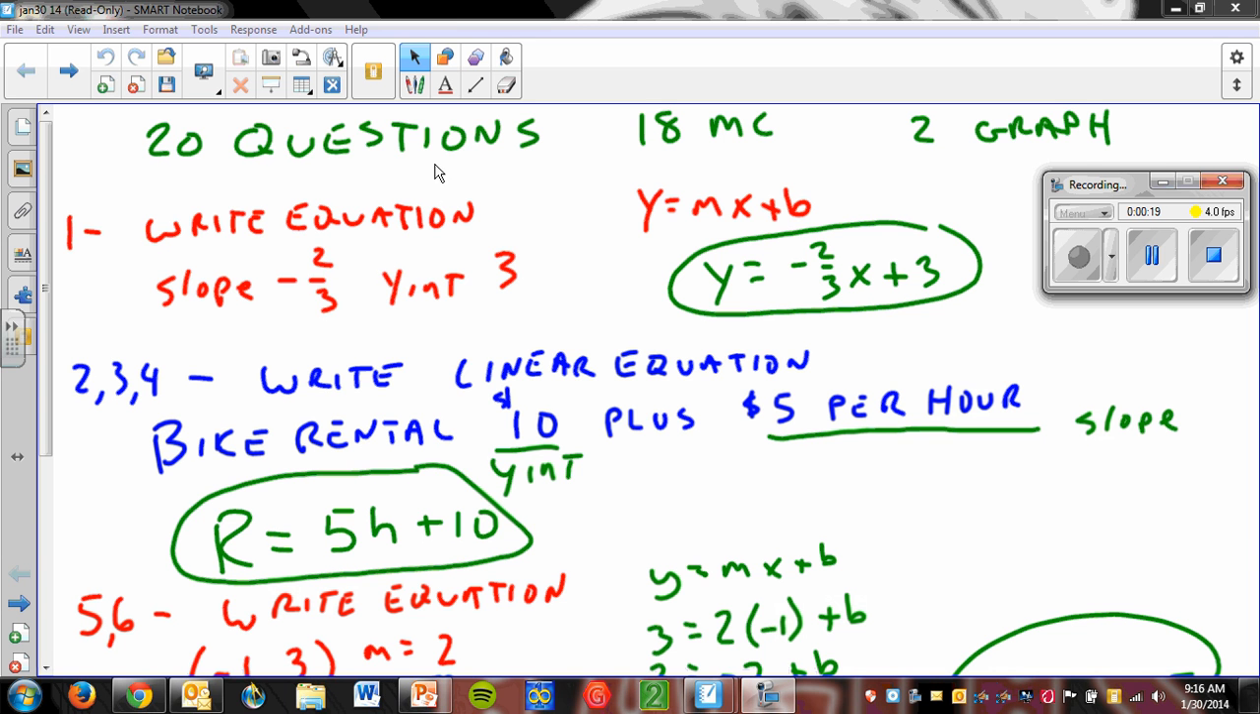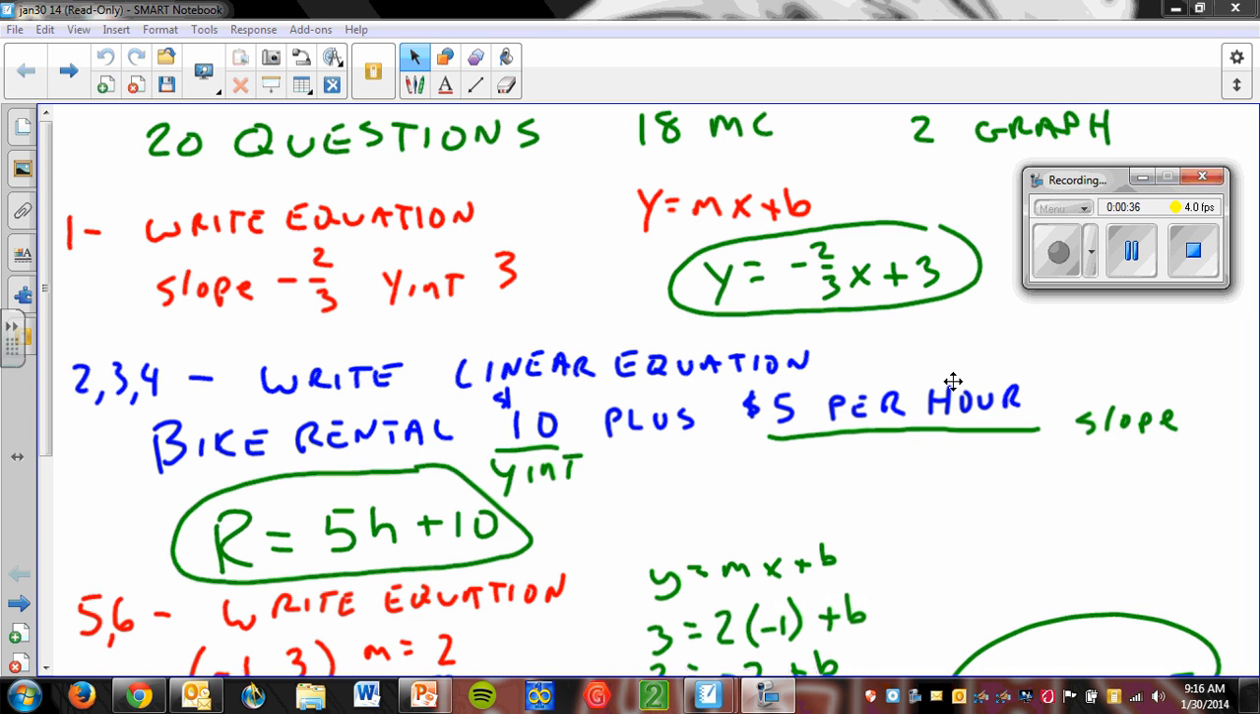Question number one will say write an equation in slope-intercept form, which is y equals mx plus b. They give you the slope and the intercept, so what we're looking for is y equals this number times x plus whatever this number is. So y equals negative 2/3 x plus 3. It will be that simple.